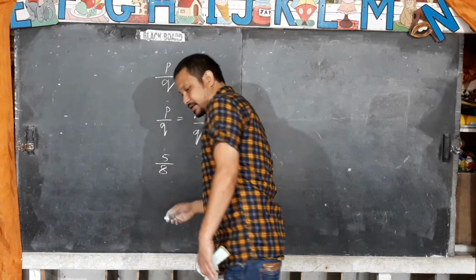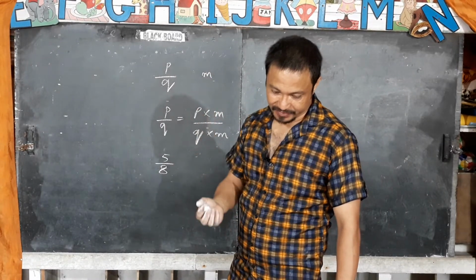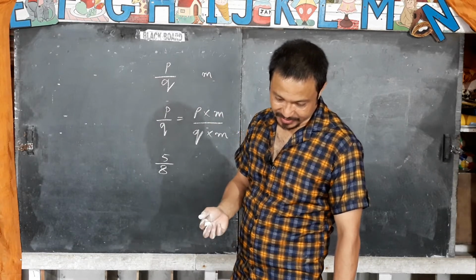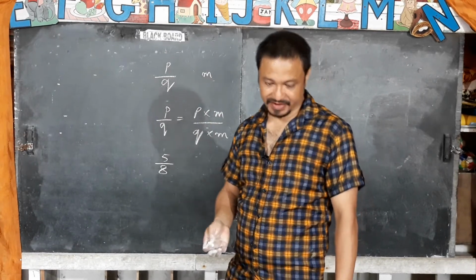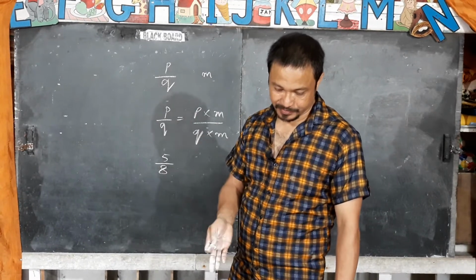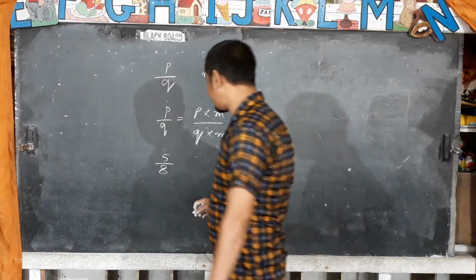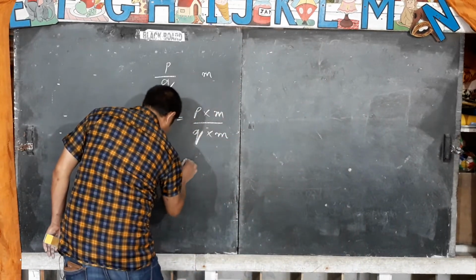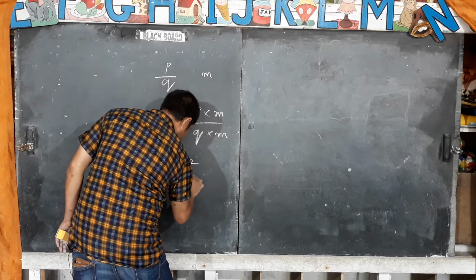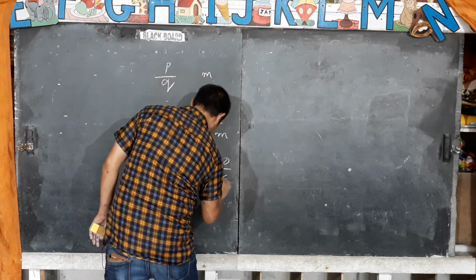So basically what we're doing is we have to just see multiples of 5. 5 goes to 10, 5 goes to 15, 5 goes to 20, 5 goes to 25. We're just doing multiples of the numerator and the denominator. Okay, so let's start with the first one: 5 upon 8 into 2. So this will be 10 upon 16.